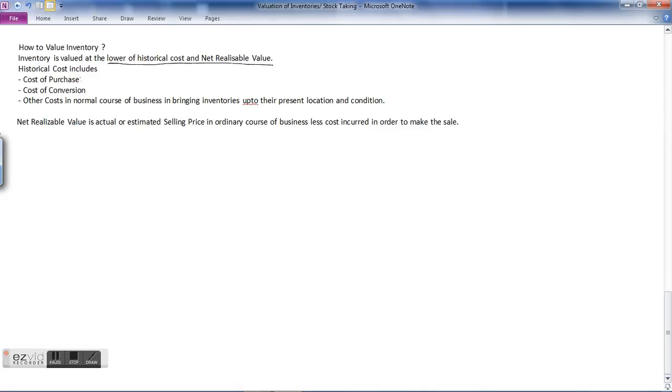Historical cost means it is the cost of purchase of that particular stock. Then cost of conversion, when the stock is converted, the cost of conversion related to that particular stock. And other cost in the normal, this is important, in the normal course of business, whatever are the other cost in bringing the inventory up to their present location and condition. Now in our earlier example, we had taken an example of a ketchup manufacturing industry. Now in that ketchup manufacturing industry, let's analyze each item of inventory one by one.